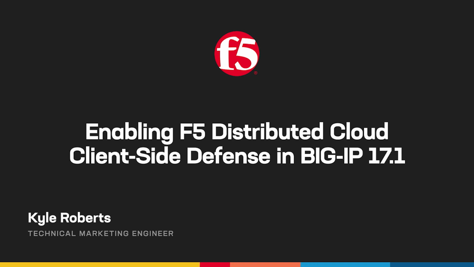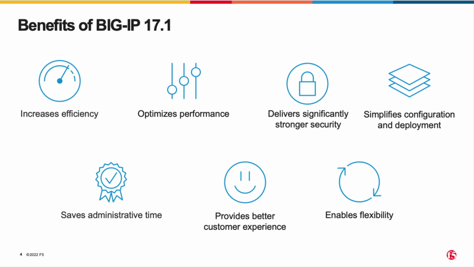In this video demonstration, we'll be taking a look at the newly released BIG-IP version 17.1 and focusing in on how to get up and running quickly with the Distributed Cloud Client-Side Defense service. In the latest BIG-IP release, version 17.1, we continue to extend, enhance, and simplify application security, delivery, and automation that BIG-IP platforms deliver for applications.